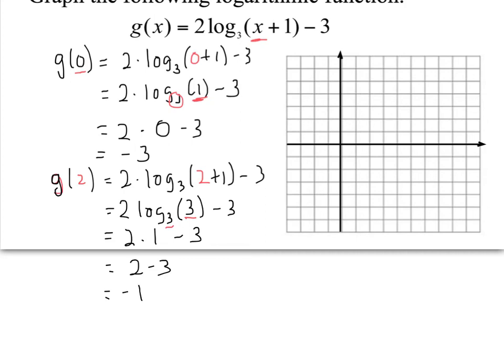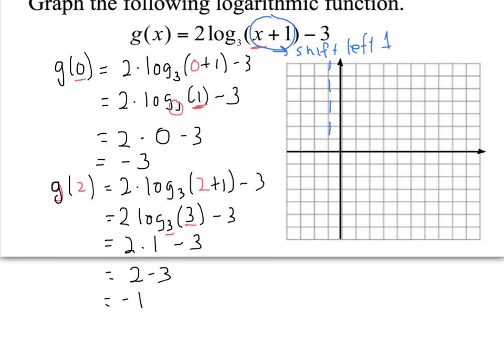You remember, hopefully, that this represents a shift left 1. The reason I say that is because hopefully you remember there's an asymptote, and the asymptote shifts left 1, so here goes the first asymptote. There it is. Now I have a couple of points. When the input is 0, the output is negative 3. That's about right here. And when the input is 2, the output is negative 1. So I go to 2 and go to negative 1.